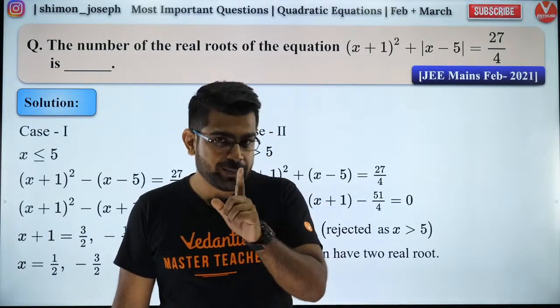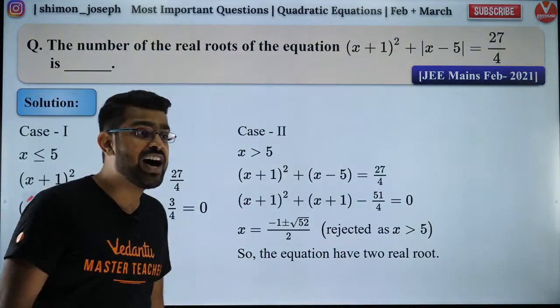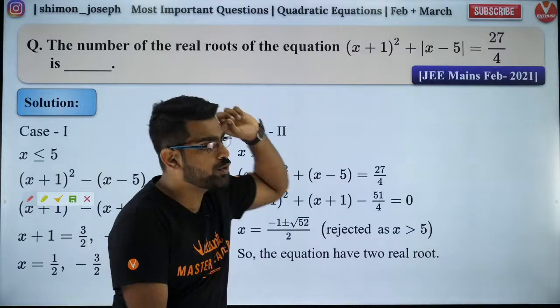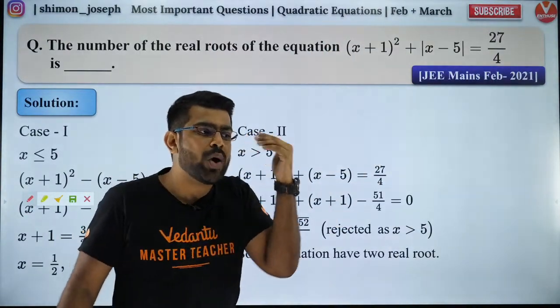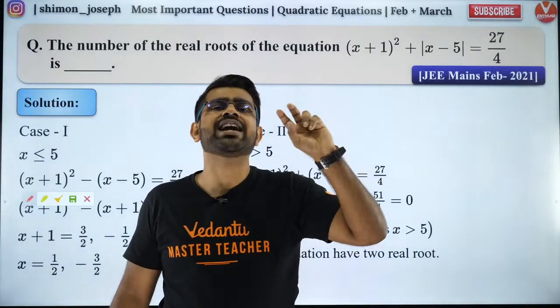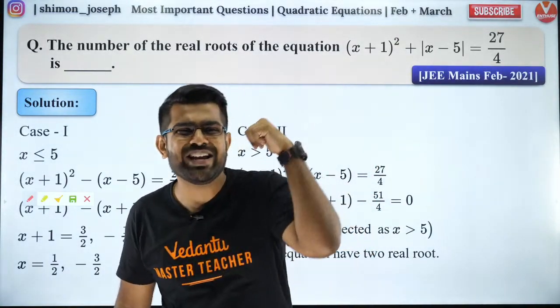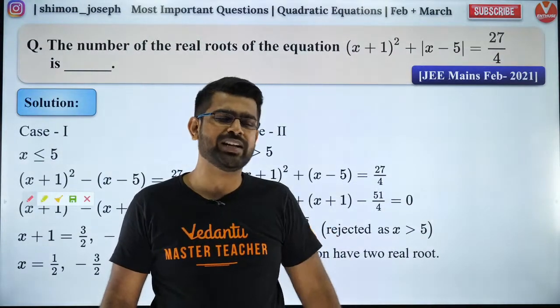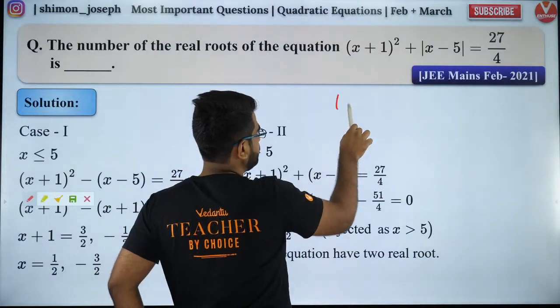Okay, so let me solve that for you. Ajitesh is saying, sir, in case 1 we got two solutions and this is a quadratic, sir. A quadratic will always have two solutions at maximum. So we already got two solutions. Then why are you solving, sir? What are you doing? Because, let me give you a question.